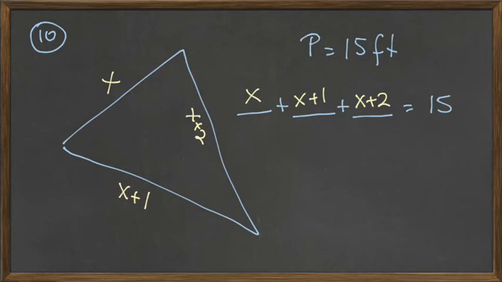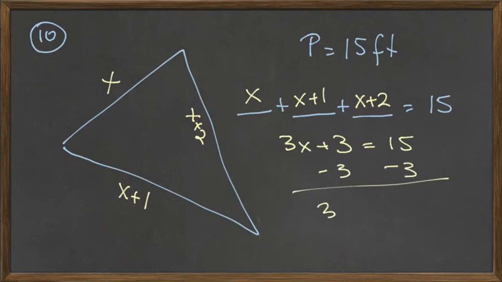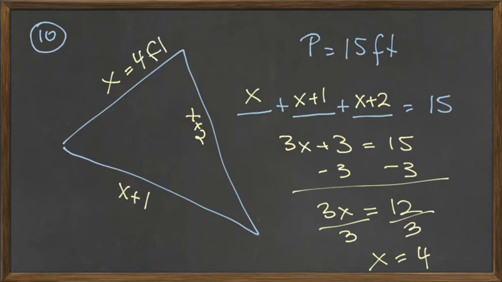What answers do I hear? 4, 5, and 6? 3x plus 3 equals 15, minus 3. 3x equals 12. Divide by 3. X, what? 4. So this side is 4 feet. The next consecutive number is 5 feet. And the third side is 6 feet. And if you add them all up, that better be 15. Otherwise, you did something wrong.